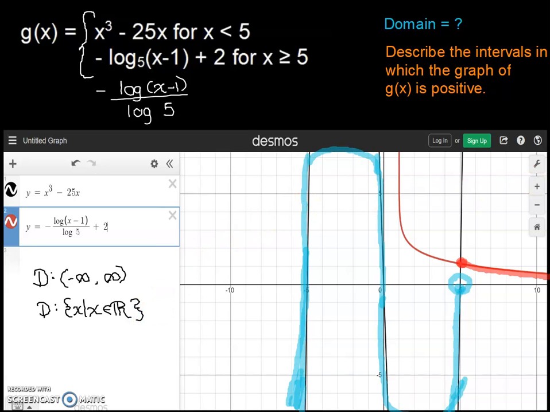And then it says to describe the intervals in which the graph of g of x, which I've already highlighted in blue and red, is positive. So remember, g of x is another way to say y, where all the y values are positive, that means that it would be above the x-axis. So where in this graph, where it's highlighted, are the values above the x-axis? Well, that would be from here to here, which would be from negative 5 to 0.